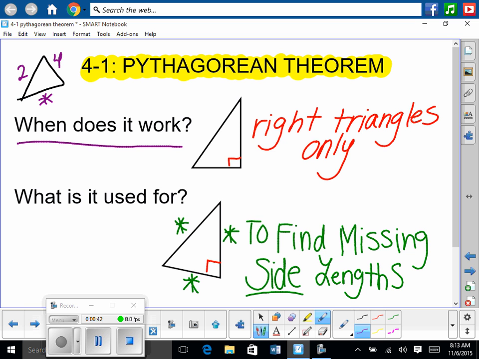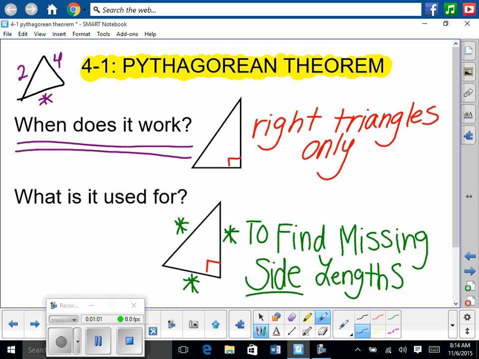So once again, we can only find missing side lengths by using the Pythagorean theorem if we have a right triangle. So just keep that in mind, okay? Does everybody understand that? Yes or no? Okay. So, once again, what's the Pythagorean theorem used for? It's used to find missing side lengths.